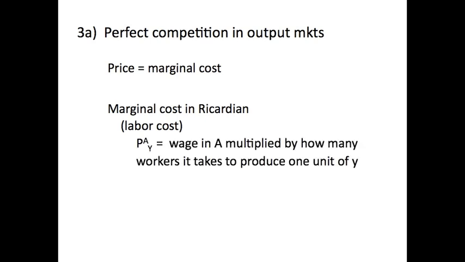In particular, the marginal cost is the wage in country A multiplied by how many laborers you have to hire in order to produce 1 more unit of this good. That is the marginal cost. That, of course, will be equal to the price in this competitive market. Now, using the notation that we've had before, aLY is the number of workers it takes to produce 1 unit of Y. wA is the wage in A, so the product of those two is the marginal cost of good Y.